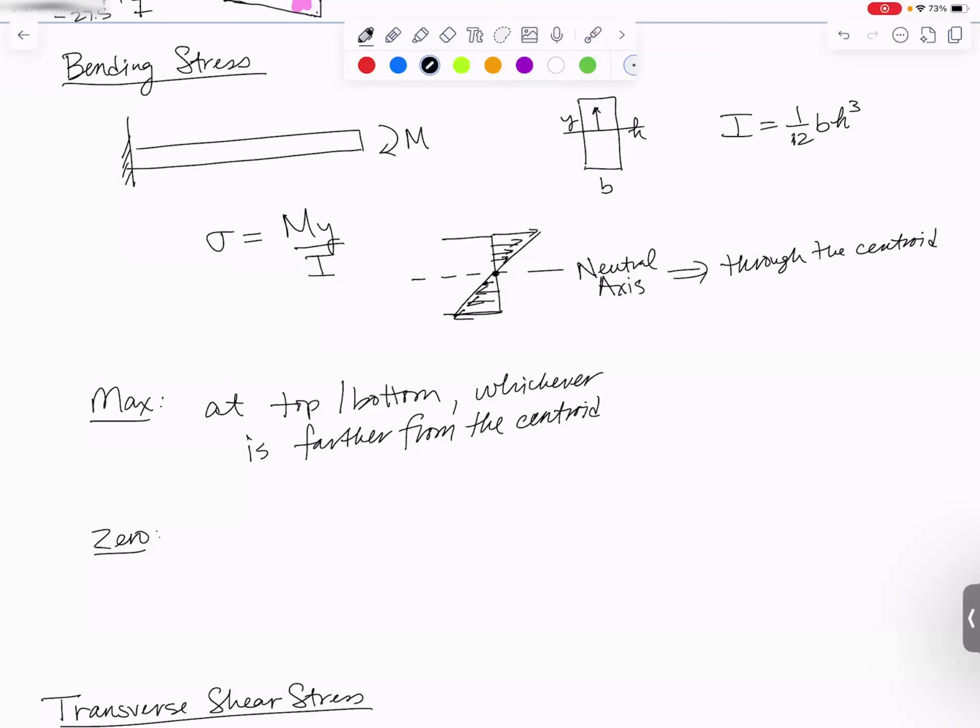But for a shape like a T, we would end up with a centroid that is not in the middle. And so you'll notice that we have a much smaller distance to the top than we do to the bottom. And so our peak stress would be, in this case, down at the bottom. It's wherever you have to go to get the very farthest from your centroid. And the bending stress will always be 0 at the centroid, also called the neutral axis.